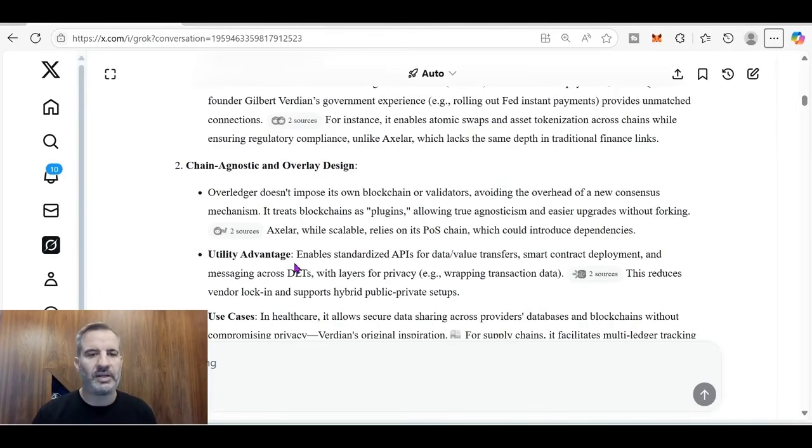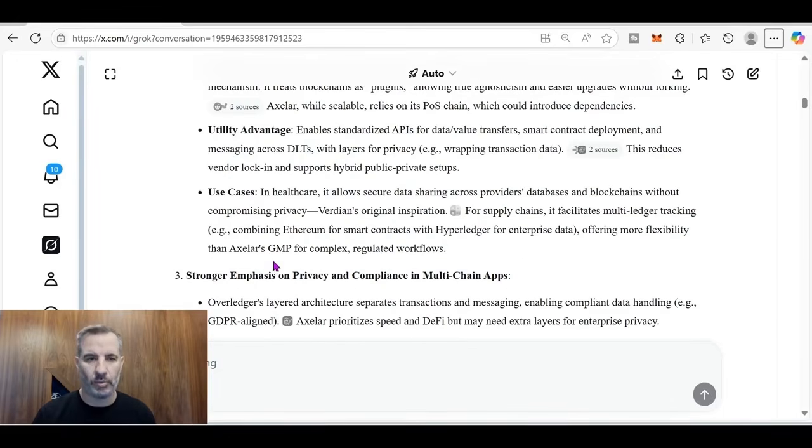Utility advantage. Quant enables standardized APIs for data, value transfers, smart contract deployment, and messaging across DLTs with layers for privacy, wrapping transaction data. This reduces vendor lock-in and supports hybrid public-private setups.